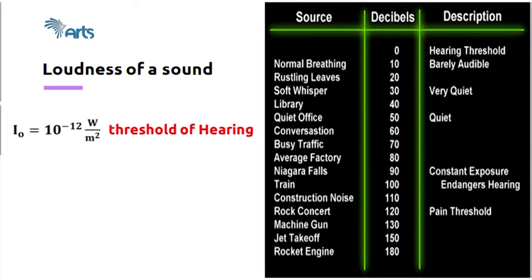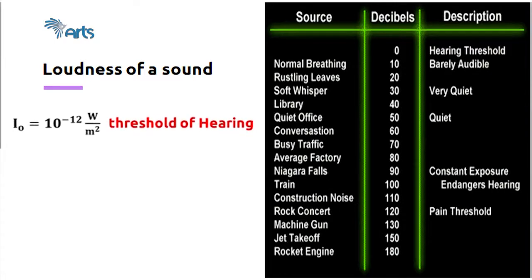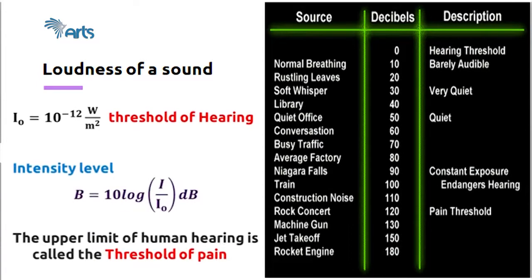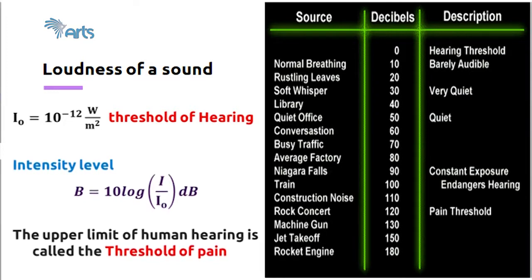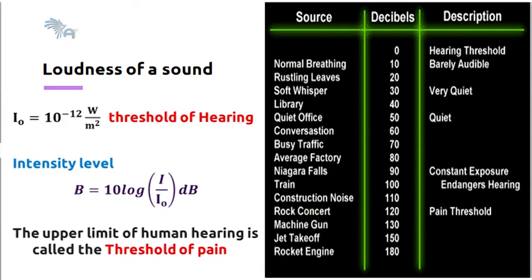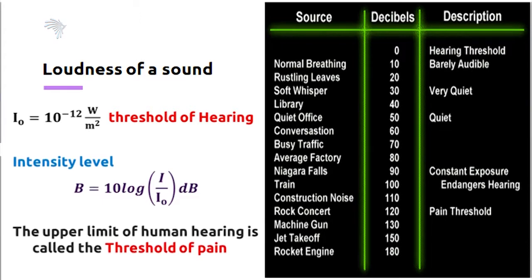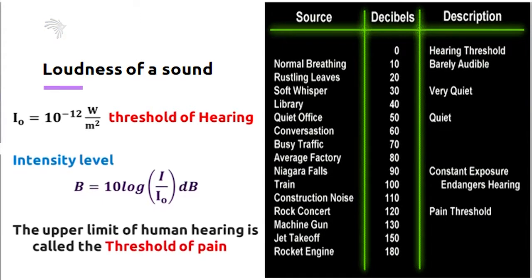A general rule of thumb for loudness is that the power must be increased by about a factor of 10 to sound twice as loud. The intensity level of a sound in decibels is given by B = 10 log(I/I₀). The upper limit of human hearing is called the threshold of pain. It's approximately 130 decibels for young people.